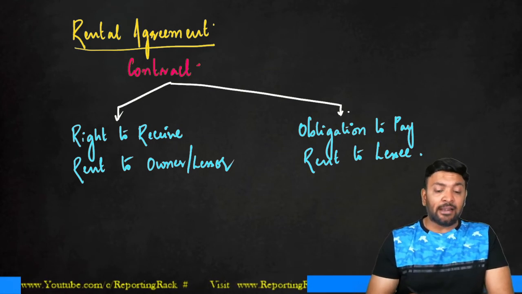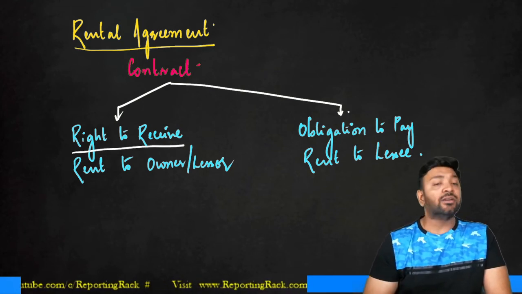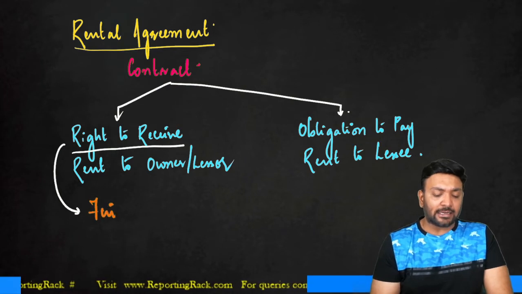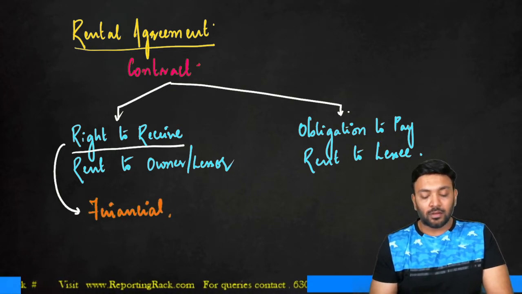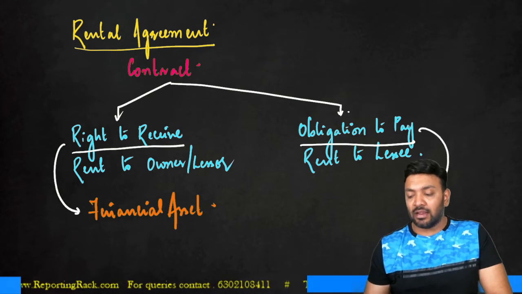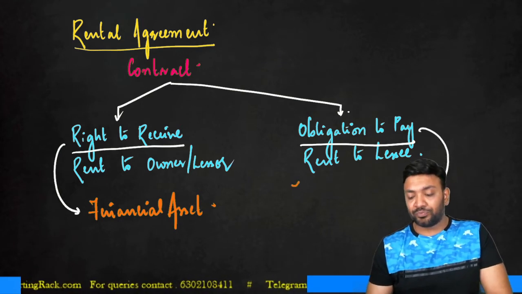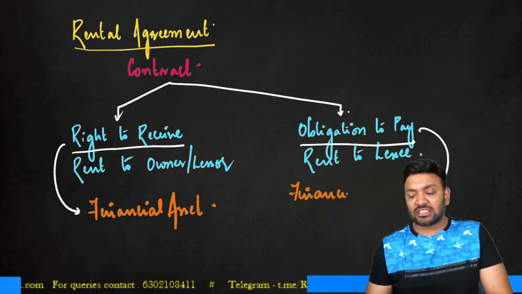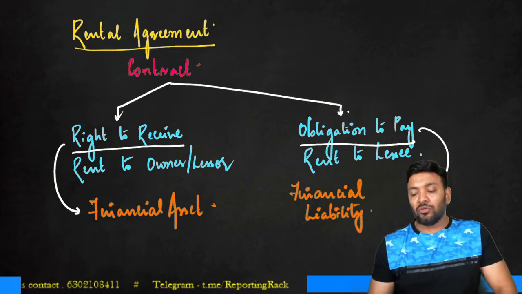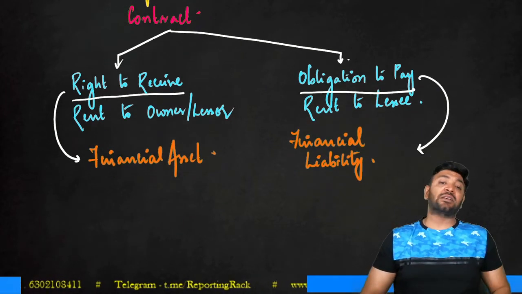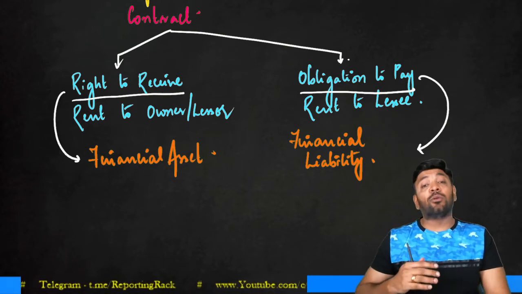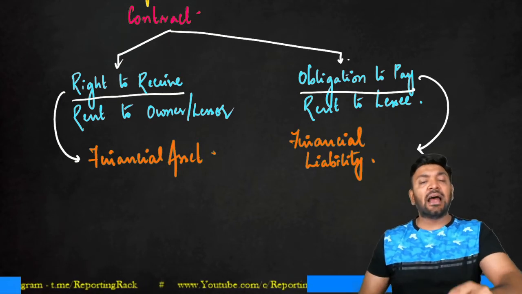This right to receive rent, when I said right to receive cash, is basically termed as financial asset. At the same time, my obligation to pay cash is termed as financial liability. I already gave you the example of sale of goods. So I'm giving you a different example here in the form of a rental agreement, which also gives rise to a financial asset as well as a financial liability. But I said sometimes it need not be a financial liability, but it could be an equity instrument to the other enterprise. Let's see that example as well.